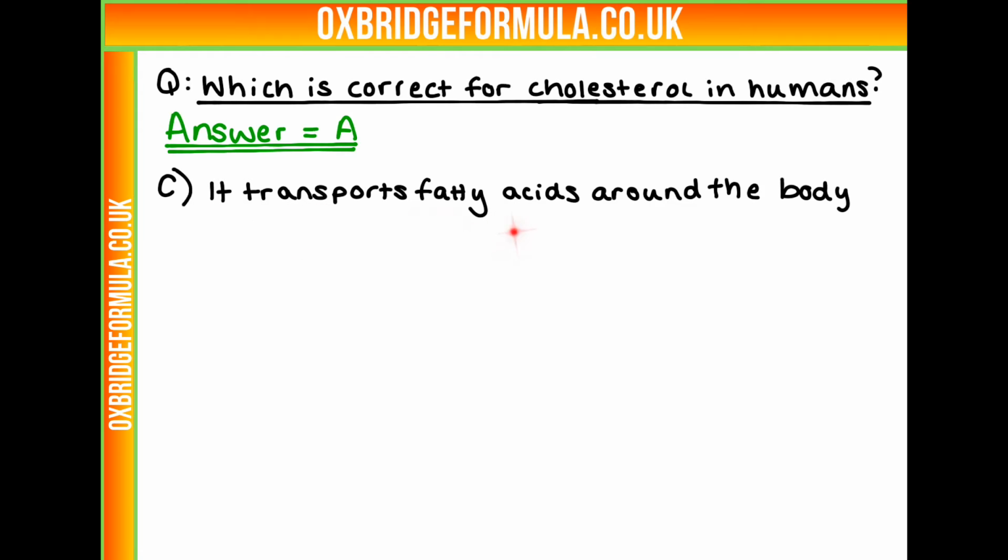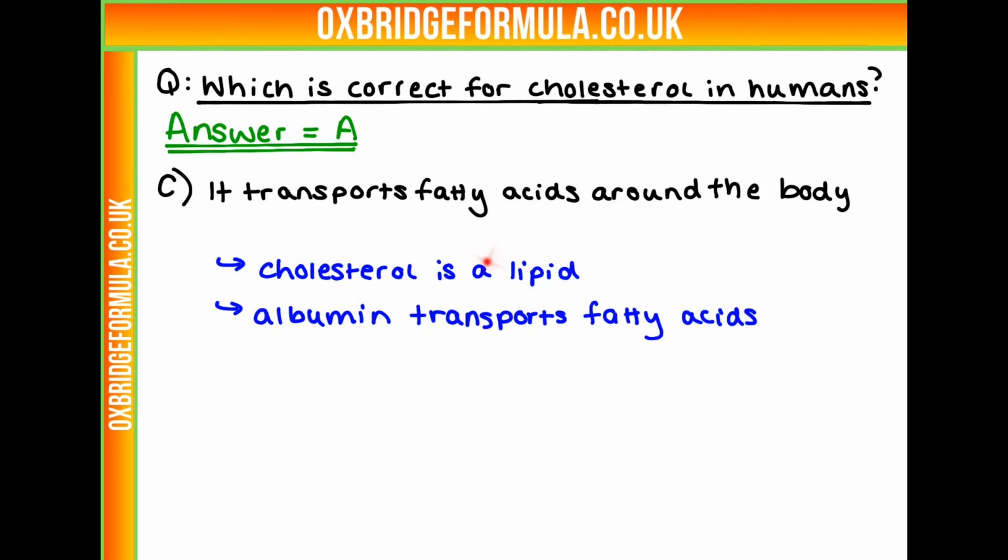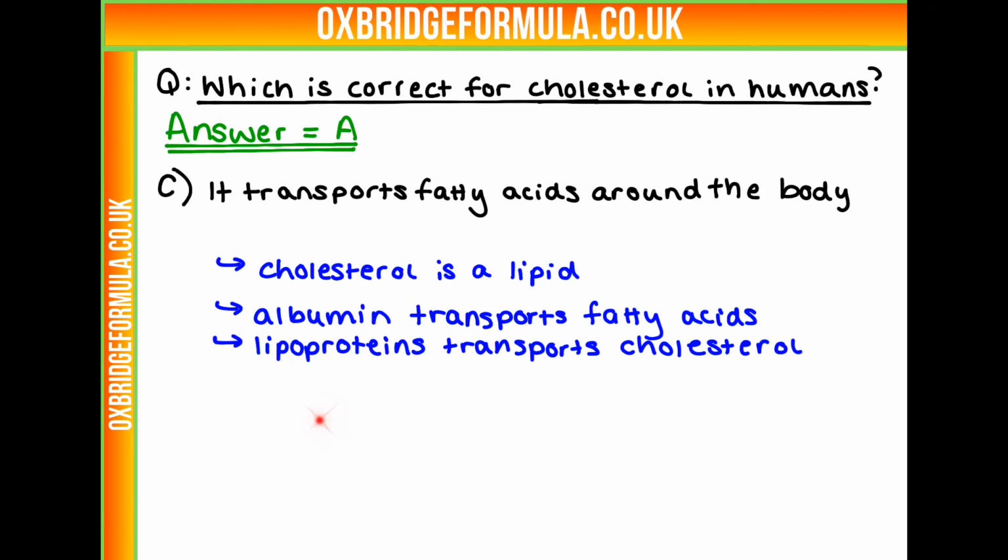C states that cholesterol works by transporting fatty acids around the body. Well, is this correct? Well, cholesterol itself is a fatty acid. It is a lipid. And it does not transport fatty acids. That's the role of albumin, which moves fatty acids around the body. And lipoproteins are another transport molecule, which is the same as albumin for fatty acids. Lipoproteins are for cholesterol. So cholesterol has no role in moving fatty acids around the body. It is itself a fatty acid, which is transported by a different molecule. So again, this one is incorrect.